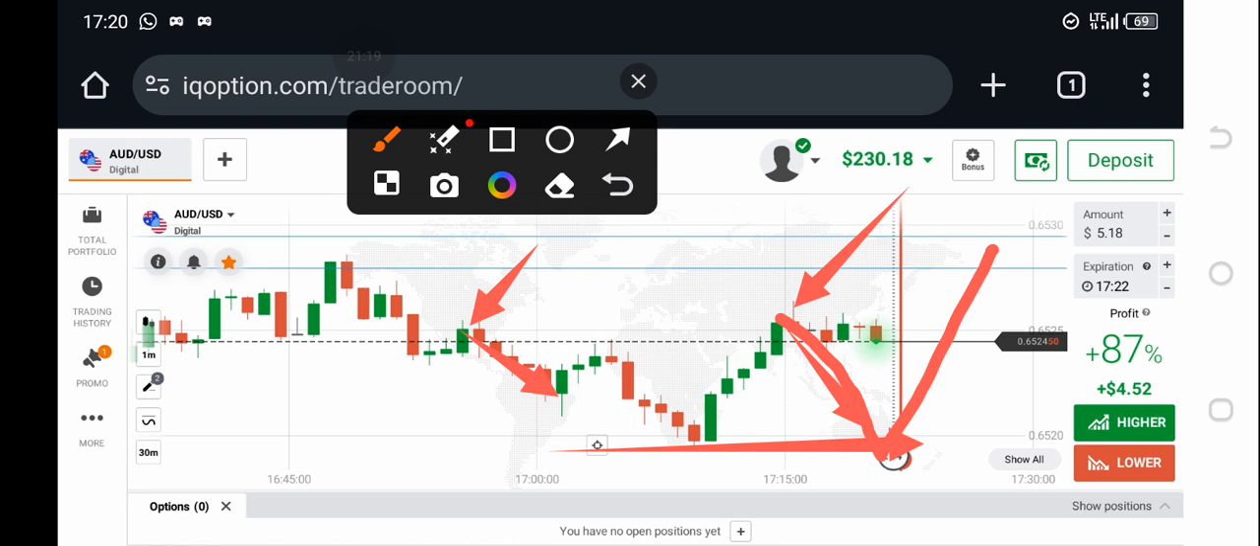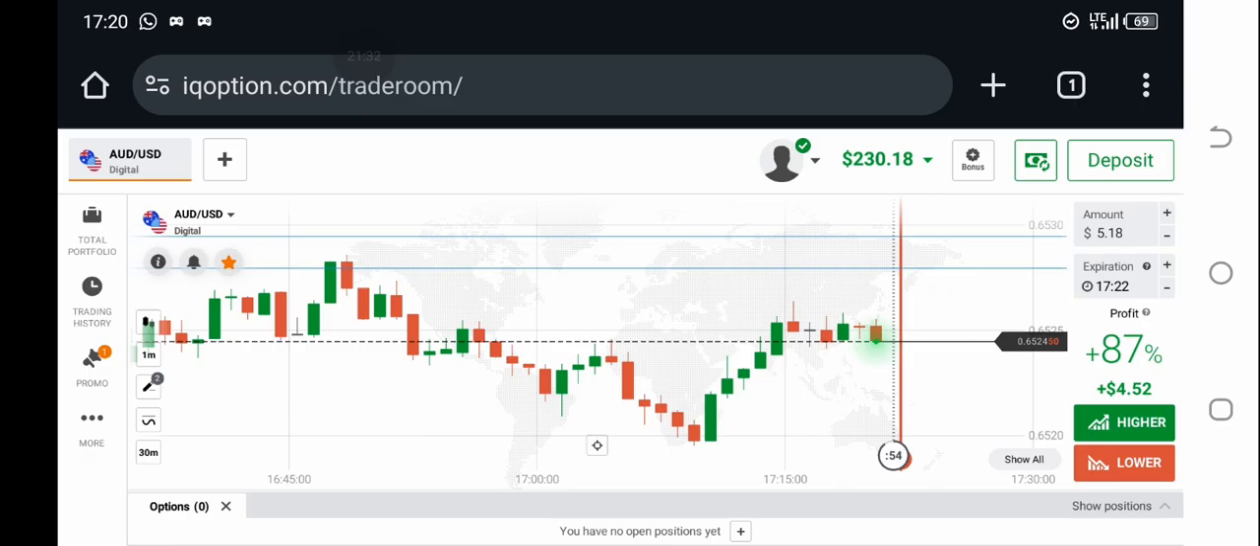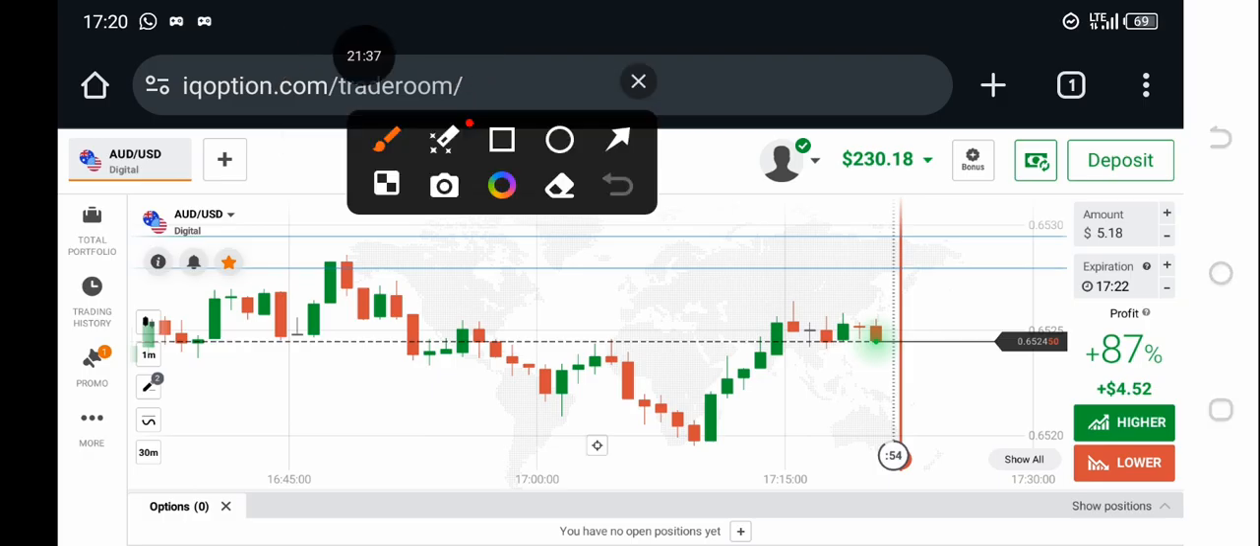Why? Because the buyers hit this level like this, forming a W pattern or a double bottom pattern. Okay, so that was what I was looking at, but it didn't happen. Why? Because at this small area here, the market was just ranging. There was no particular direction in the market.